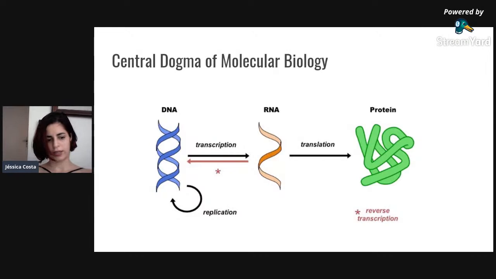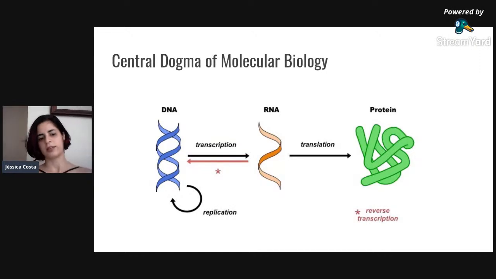RNA replicates the same molecule. It's replication. DNA passes information, decodes information for RNA. It's called transcription. RNA makes proteins. This is called translation.